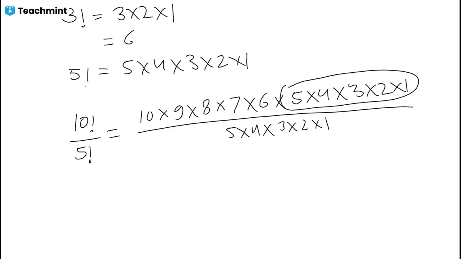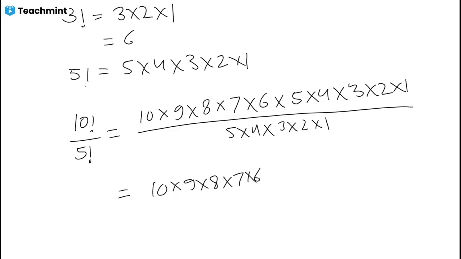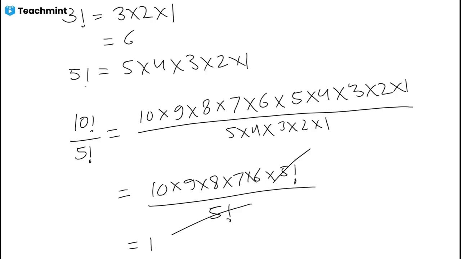So instead of expanding entirely, we'll expand only till here: 10 into 9 into 8 into 7 into 6, and then factorial 5. Don't expand the denominator; just cut directly. Then multiply the rest and you can find the value. Now, got it? Or shall I explain again? Got it, ma'am. In this way, you can find the factorial value of any number.